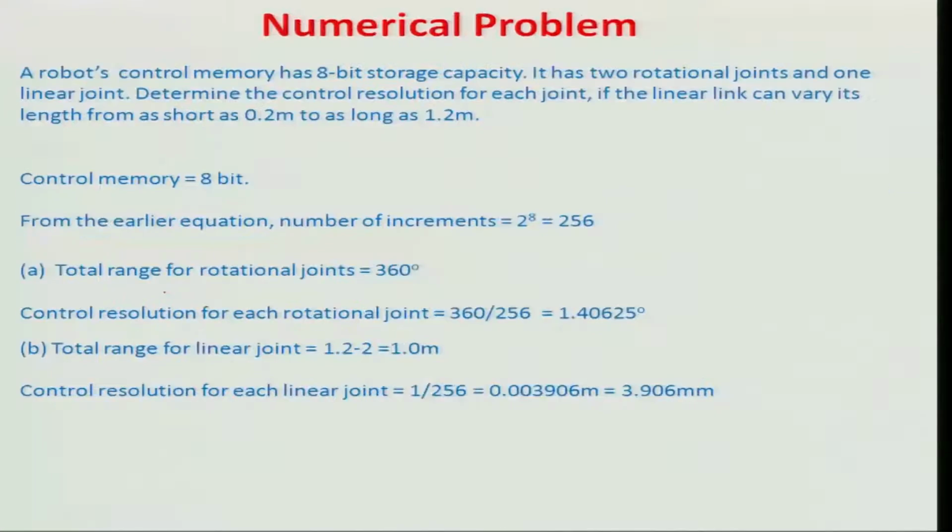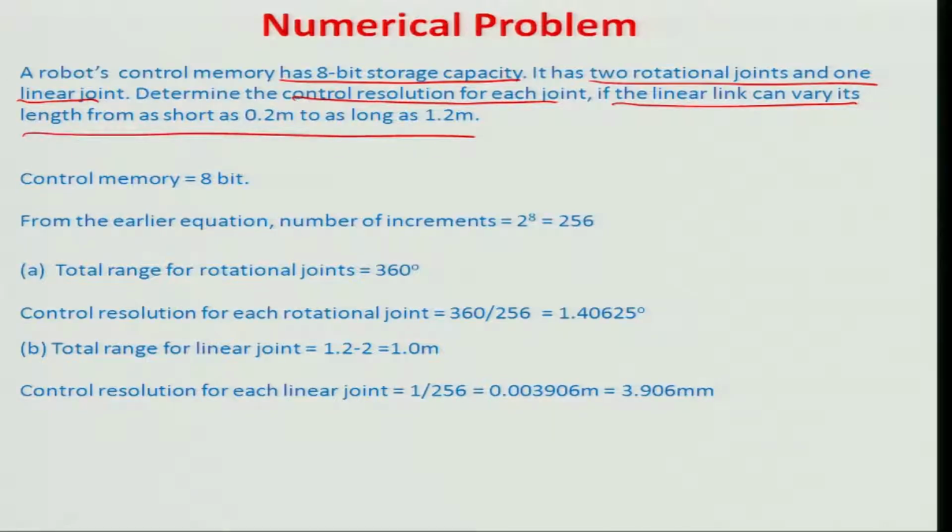Let us now talk about a numerical example of how you will find this out. Let us say a robot's control memory has 8-bit storage capacity, it has 2 rotational joints and 1 linear joint, and you have to determine the control resolution for each joint if the linear link can vary its length from as short as 0.2 meters to as long as 1.2 meters. Obviously, if the control memory is 8-bit, the number of increments that can be programmed into the system is exactly 2 to the power of 8, it is a binary number, so 256.